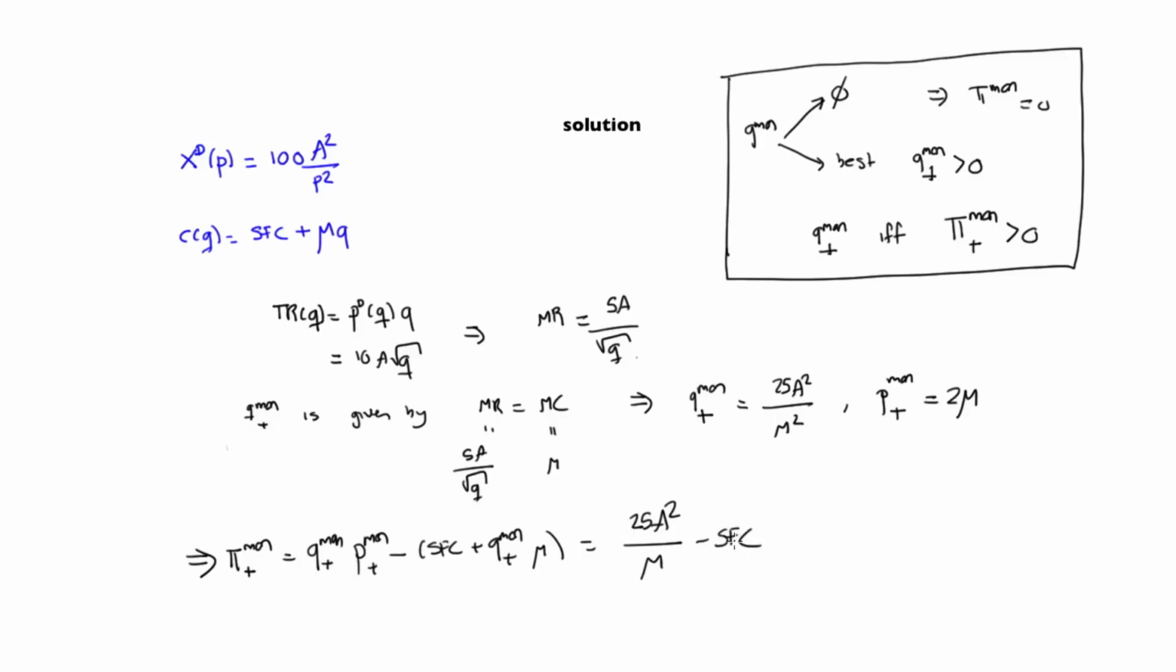Now, we know that the monopoly produces a positive amount if and only if its profits in that case are greater than zero, and this is greater than zero if and only if the semi-fixed cost is smaller than that number. So this is the largest semi-fixed cost with the quantity of the monopoly greater than zero. That's the answer.